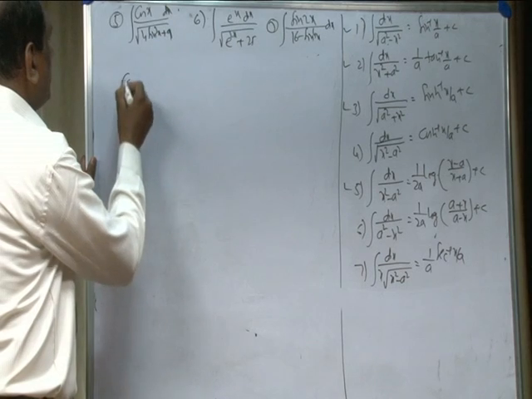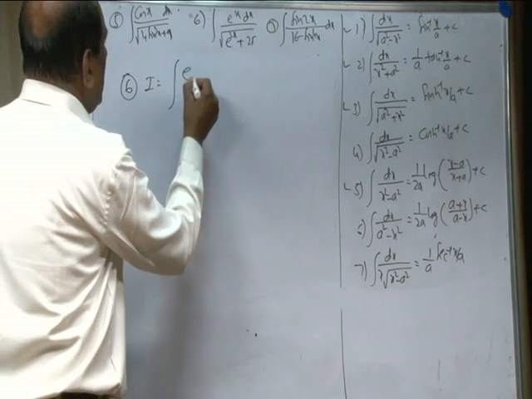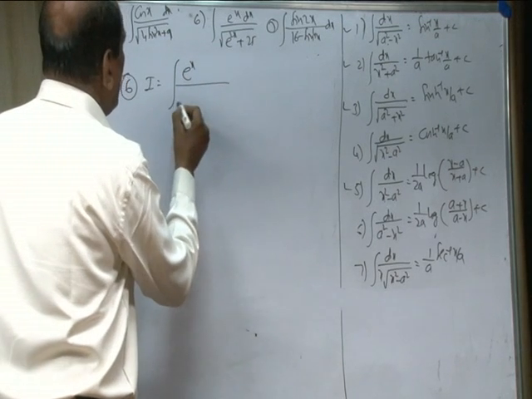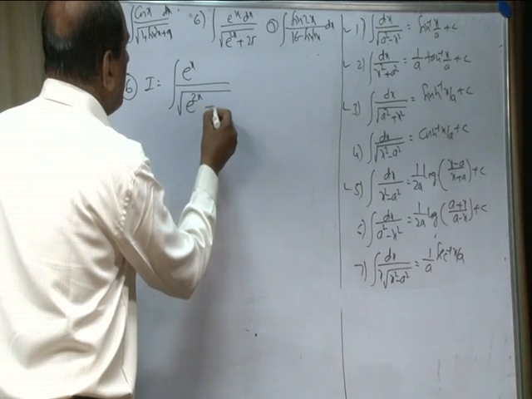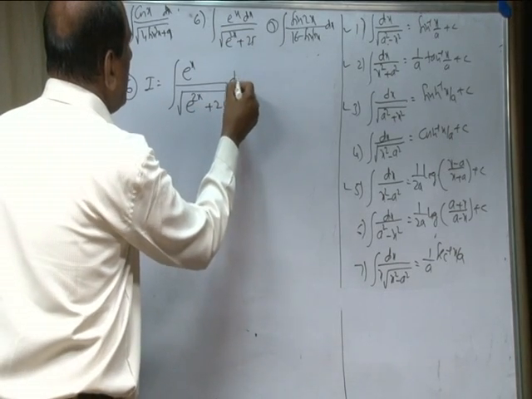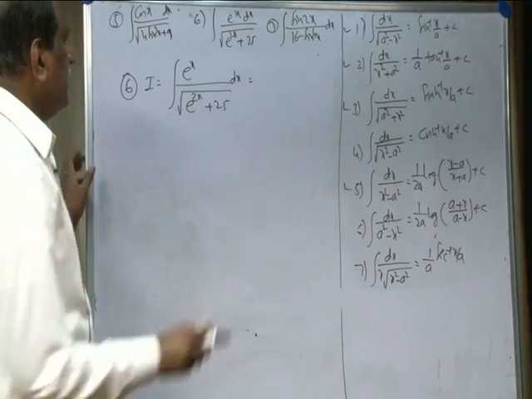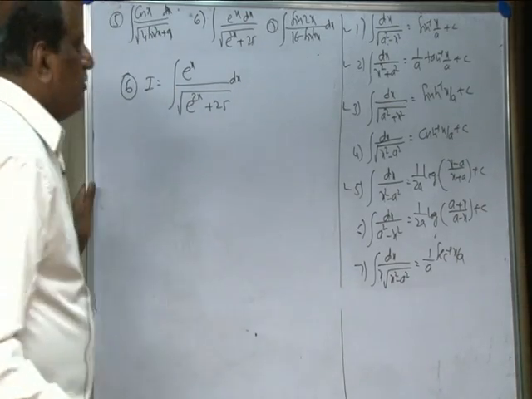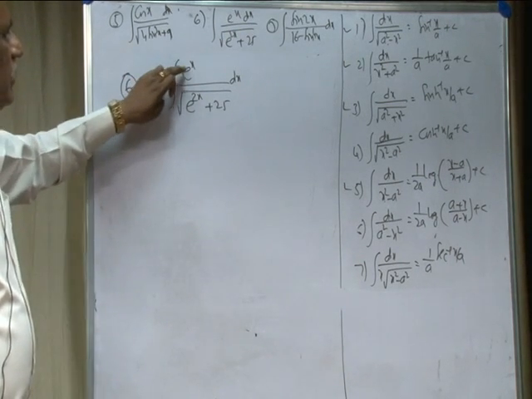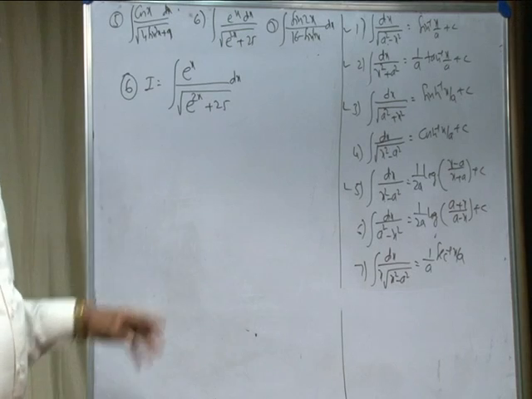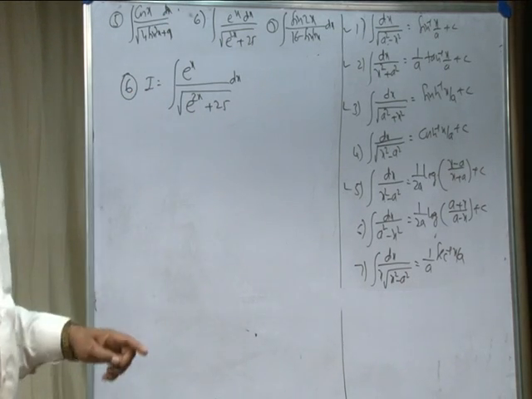Sixth problem: I is equal to e power x divided by root of e power 2x plus 25, variable of integration is dx. Now in this case there is an extra term in the numerator, that is e power x. So in order to change e power x to 1 in the numerator, take the substitution method.